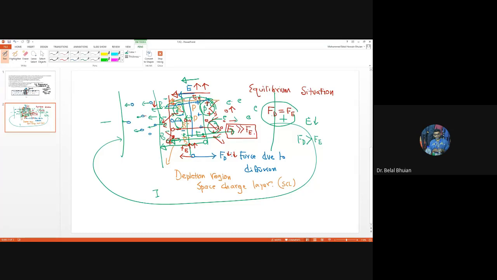Similarly, this electron will move towards the terminal, and we're going to see more phosphorus ions. So this way, our depletion region width becomes even bigger. Okay, so that is our reverse bias.